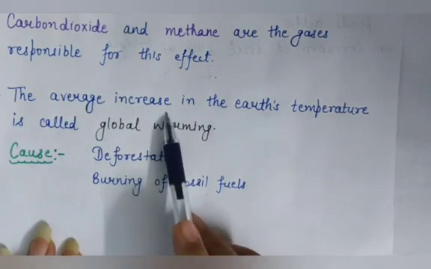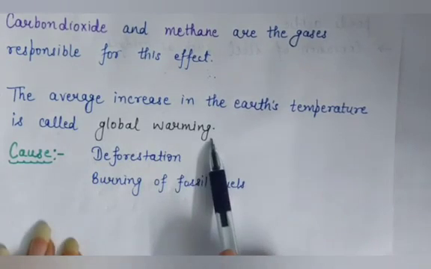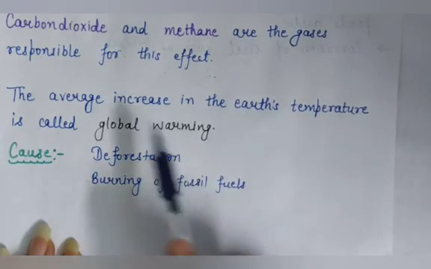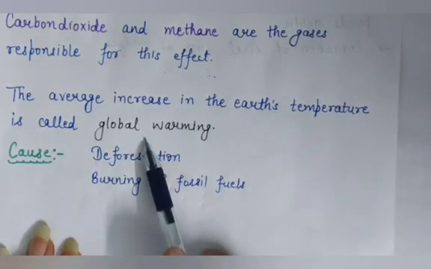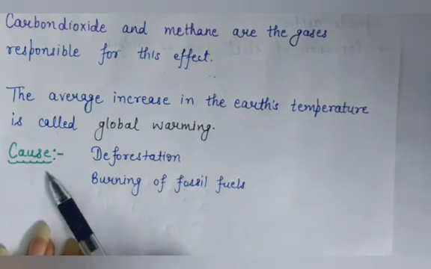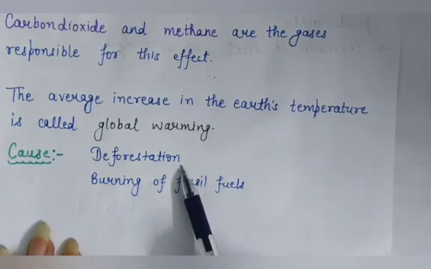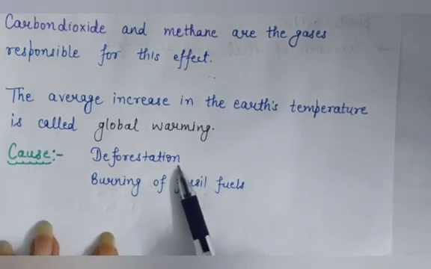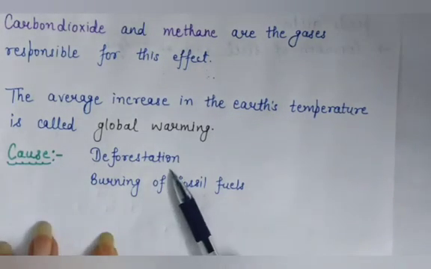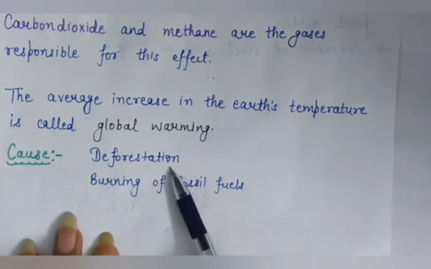And the average increase in the Earth's temperature is called global warming. What is global warming? The average increase in the Earth's temperature is called global warming. Now, what are the causes of global warming? So, the causes are deforestation, means cutting down of trees on a large scale. Because on cutting down trees on a large scale, the level of CO2 increases in the atmosphere. That's why this is the main cause of global warming.